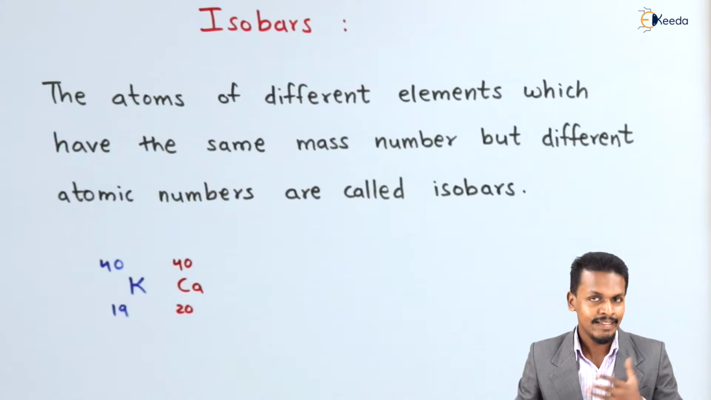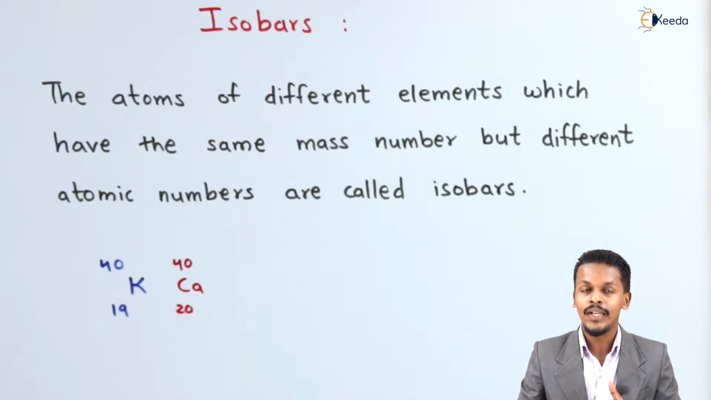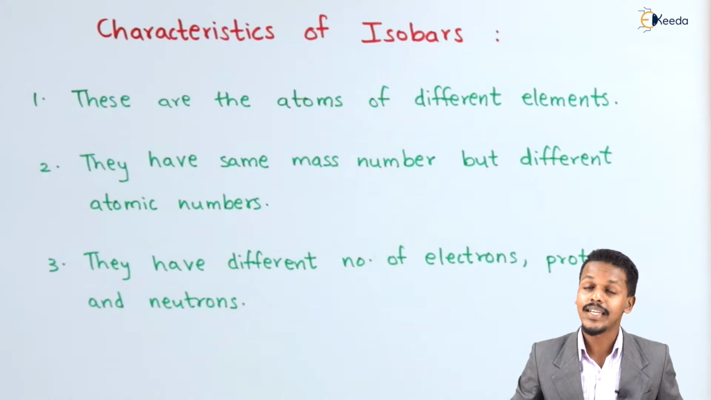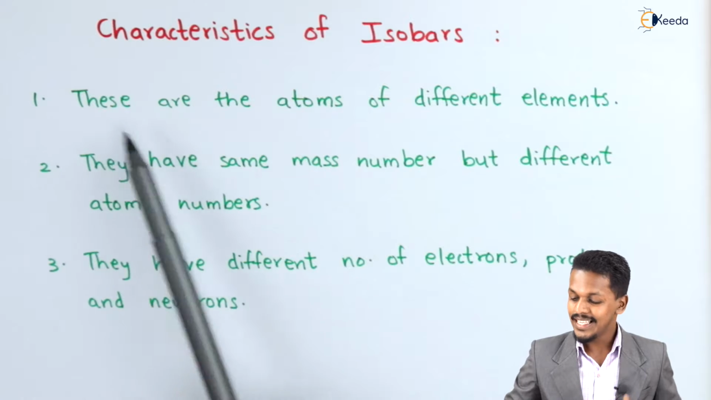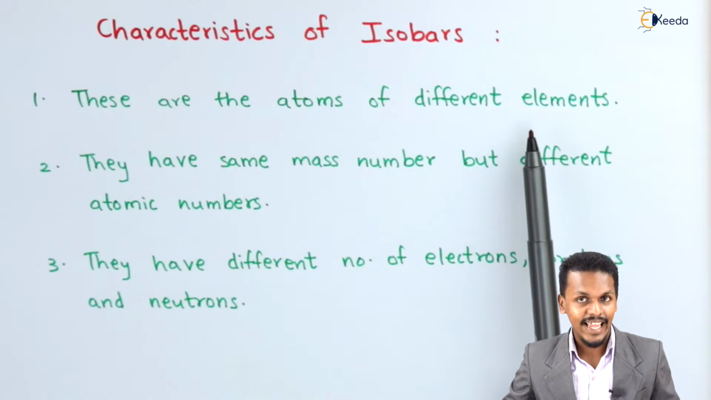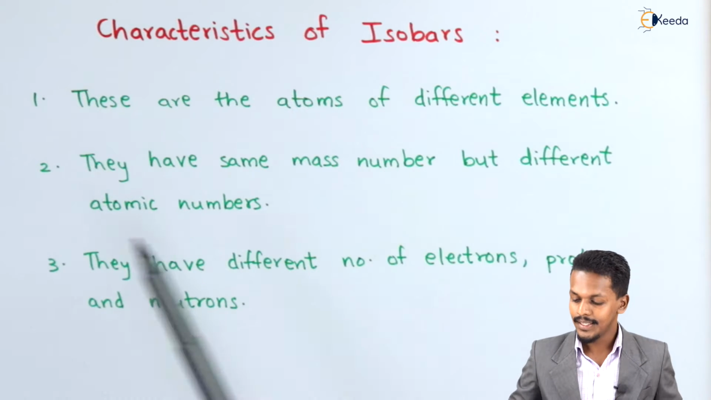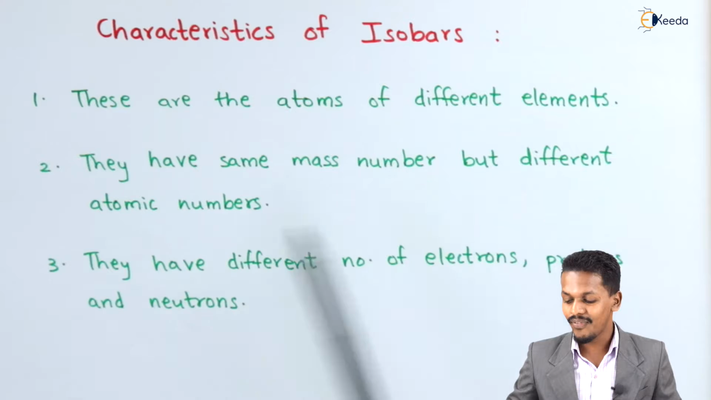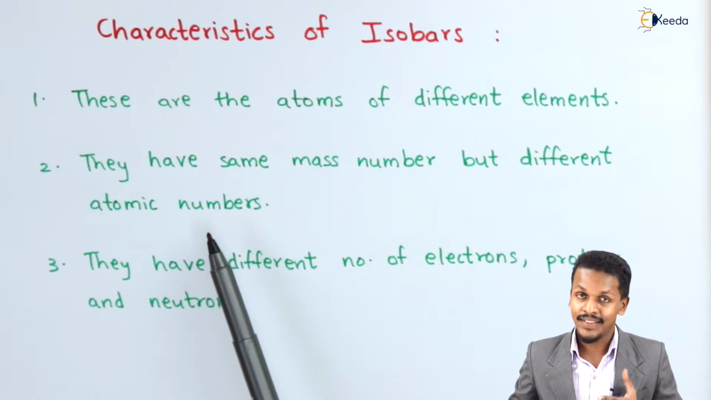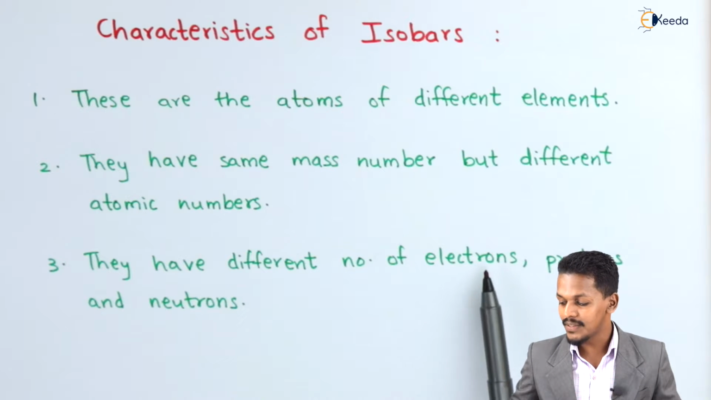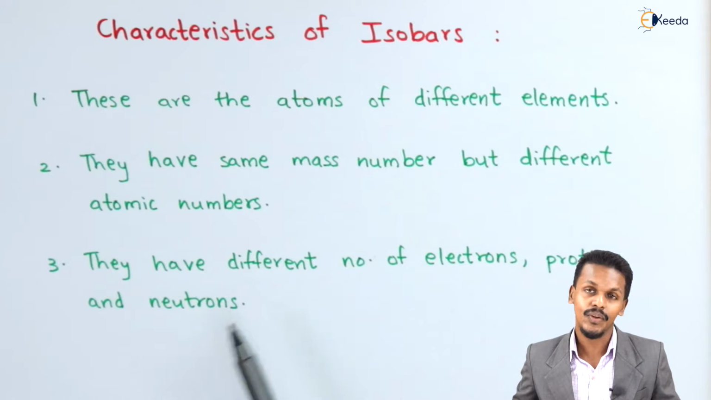So these are examples, but we are going to talk in more detail about isobars with the help of their characteristics. So what are those? Let me talk about that. Starting with the first point, these are atoms of different elements, which is what we discussed in the example. The next point is they have the same mass number but different atomic number, which we have also discussed. The next one is that they have different numbers of electrons, protons and neutrons.